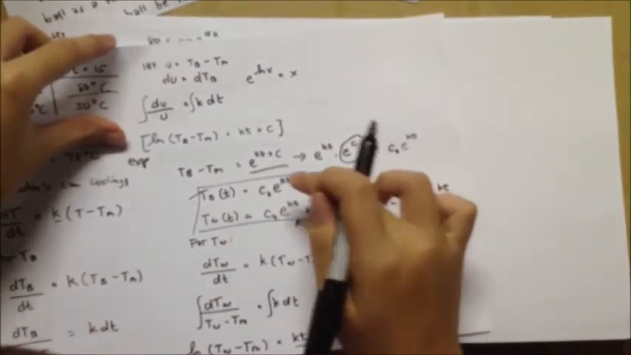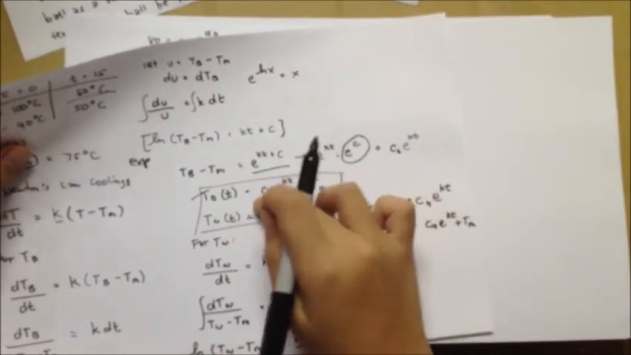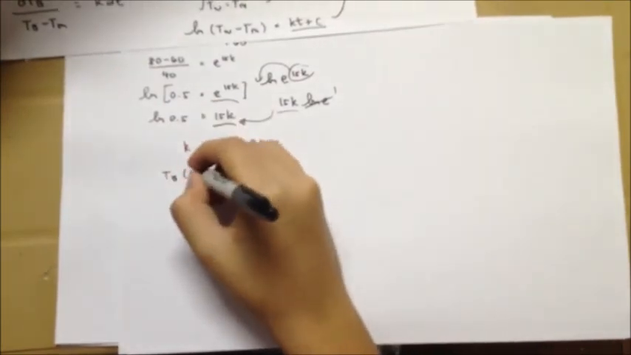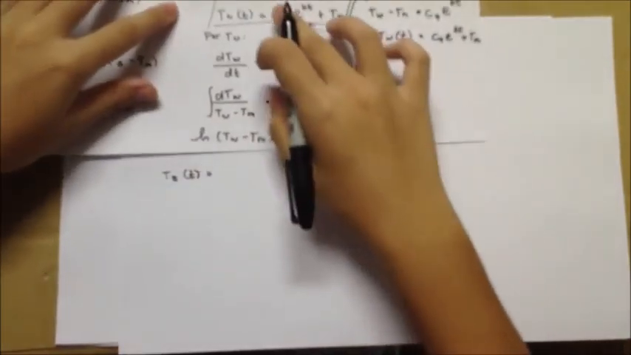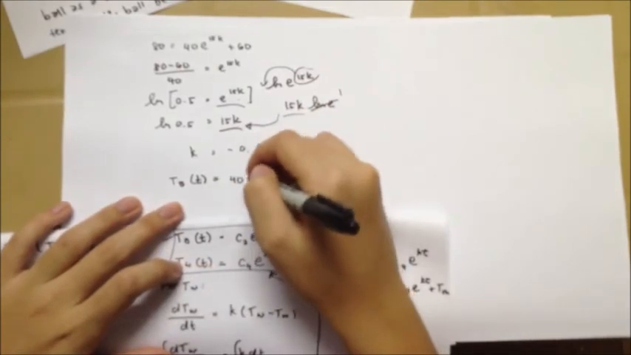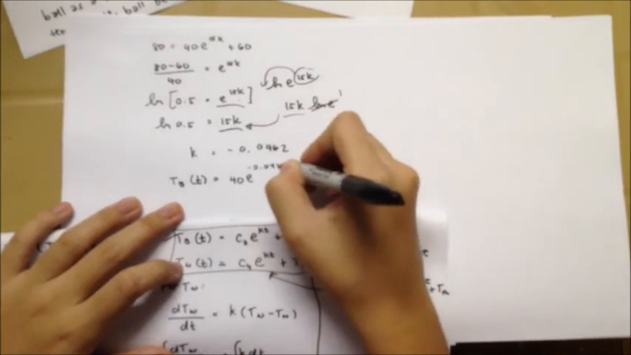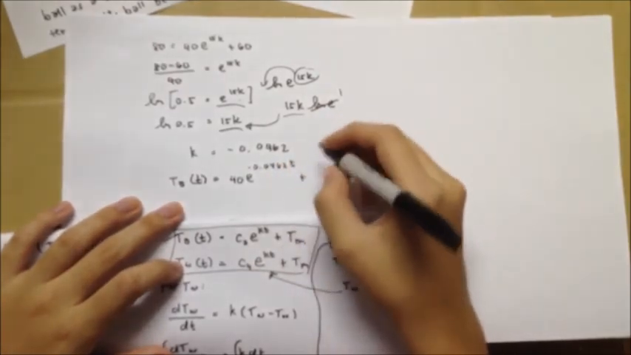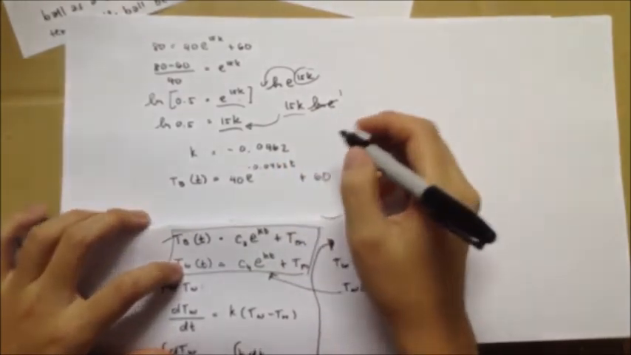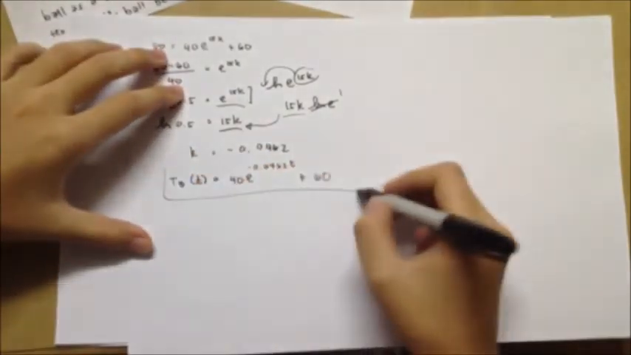And finally, substituting this value of k into our equation, along with the value of the temperature of surroundings and our constant, we will obtain the temperature of the ball as a function of time: Tb(t) equals the value of our constant C2, which is 40, e raised to negative 0.0462t, plus the temperature of our surrounding, which is 60. So this is the temperature of the ball as a function of time.